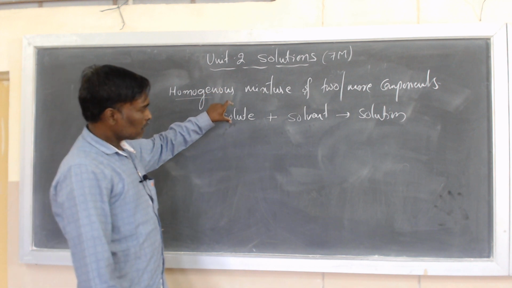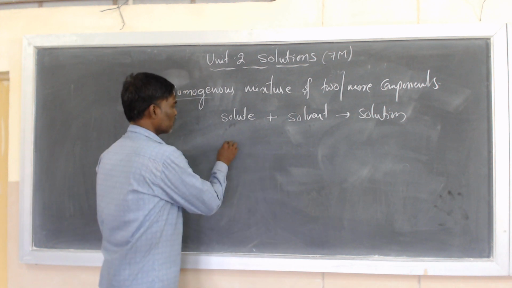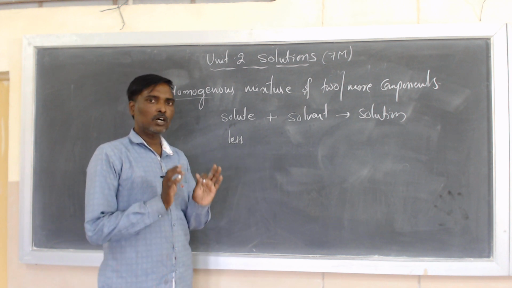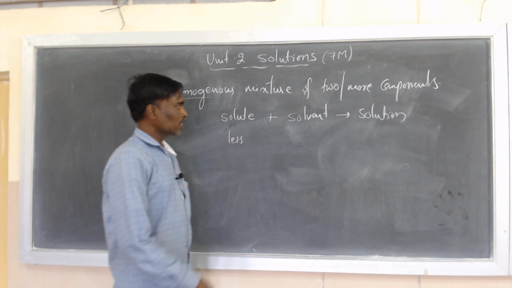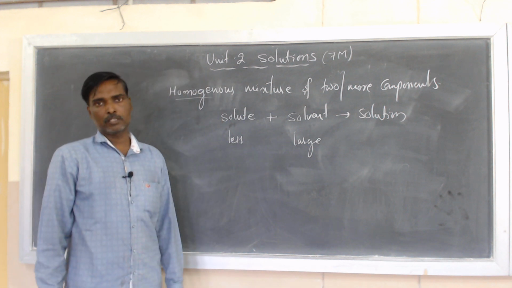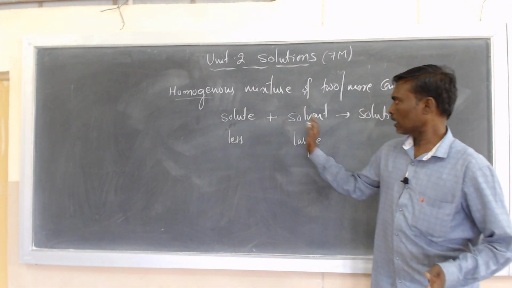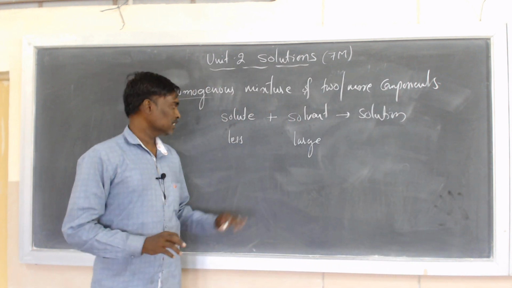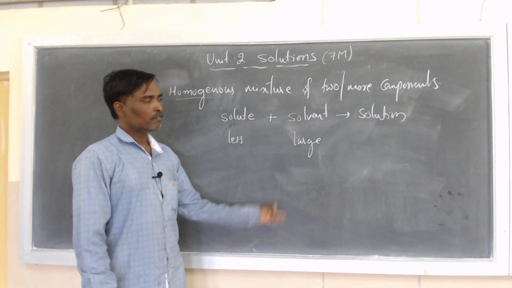In this solution, the one which is present in lesser quantity, we call it a solute. In two components, the component which is present in lesser quantity is the solute, and the component which is present in larger quantity, we call it a solvent. In general we define it like that. In some solutions they may be in equal portion, but in general the one present in lesser quantity is the solute, and the one present in larger quantity is the solvent.